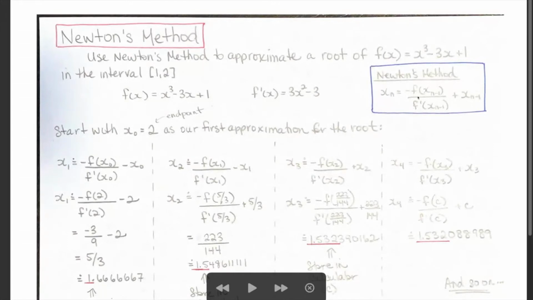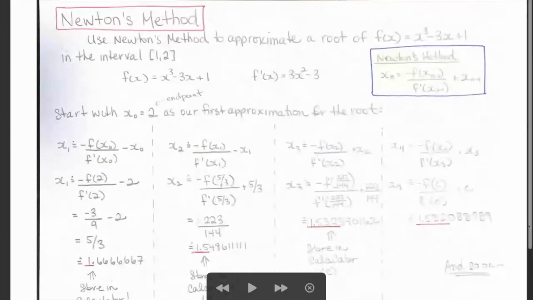Because Newton's method uses both the function and the derivative, I'm going to calculate the derivative. So I get f prime at x equals 3x squared minus 3. And I'm going to choose a value to start with. I'm going to just choose the value 2 as my initial estimate because it's just the endpoint of my interval here. So I'm going to start with x naught equal to 2, and I'm going to plug that in to find an x value that's closer to my true root than 2. So x1 is going to be equal to negative f at 2 over f prime at 2, plus 2. And when I put that into my calculator, I get 5 over 3.